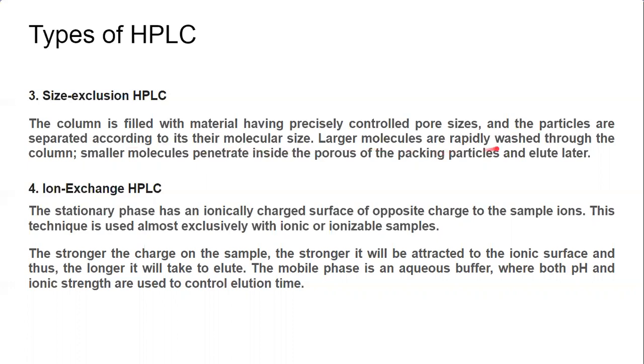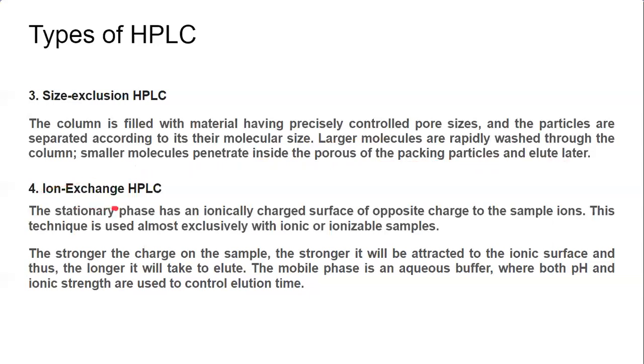So large molecules are rapidly washed through the column. That means only small molecules of analyte will be absorbed by our column. So the column consists of what? Precisely controlled pores, so it has controlled pore size. Our mixture may have some small pores. In those small pores, only smaller molecules will be embedded. Larger molecules cannot be embedded in them, so they can be flushed out. While applying the mobile phase, smaller molecules penetrate inside the pores of the packing material and elute later.